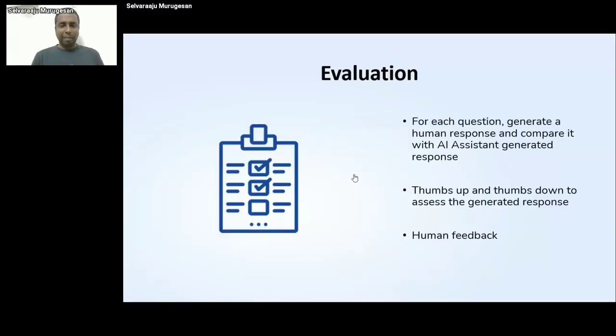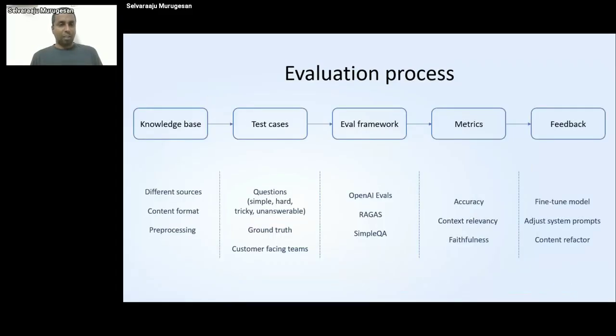Here is a practical example I want to give before you implement the chatbot. Go to your knowledge base, and create a lot of test cases. Basically, you have to create a simple question, a hard question, a tricky question, and something that a chatbot can never actually answer. Then you have to formulate your ground truth. The ground truth is from your documentation, so you have to formulate that.